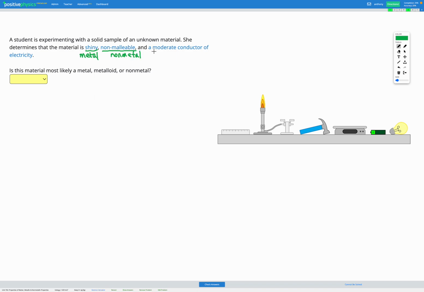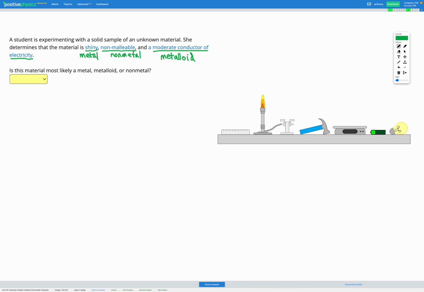Lastly, it says it's a moderate conductor of electricity. Typically, metals are good conductors of electricity and non-metals are poor conductors of electricity. This one is a moderate conductor, so it's somewhere in between. So that's pointing me towards maybe a metalloid, which is somewhere between a metal and a non-metal.